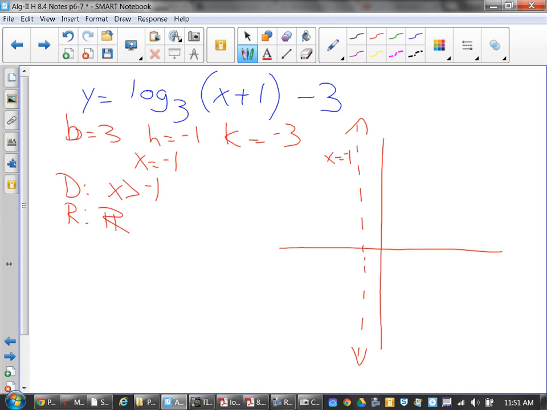So at x equals -1 for your vertical asymptote, we know your b value is 3, so is this moving up to the right or down to the right? Up to the right. Okay, gotta be going that way. Now you're going to pick ordered pairs that make sense. You want to get 1 inside the parentheses, so x has got to be 0. So if you have log base 3 of 1, you get 0. 0 minus 3 is -3. Good, so your first ordered pair is at 0, -3.